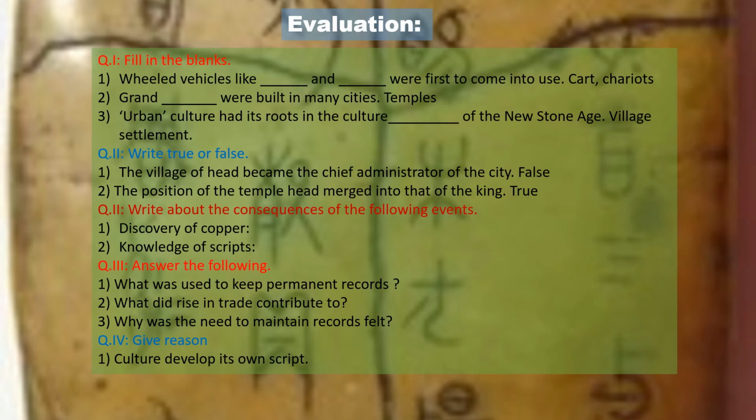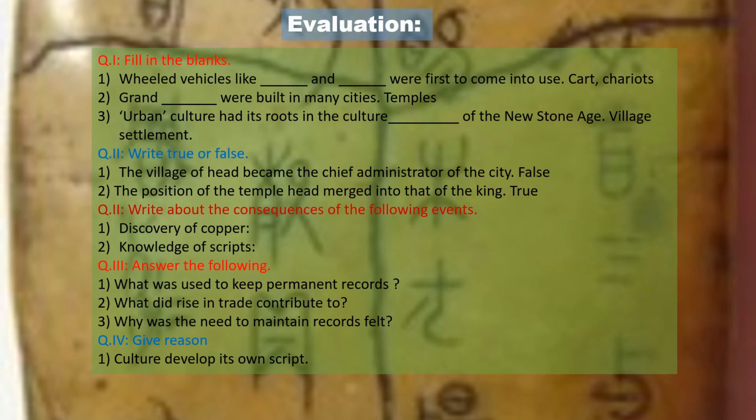Discovery of copper. Answer: It led to many new inventions and rapid changes, especially the invention of the wheel. Second, knowledge of script. They could keep permanent records of the expanding trade and growing population. Knowledge of script led to the end of the New Stone Age and the beginning of the historic period.